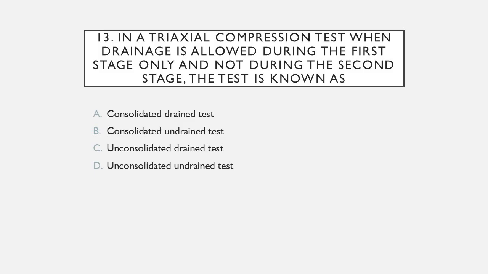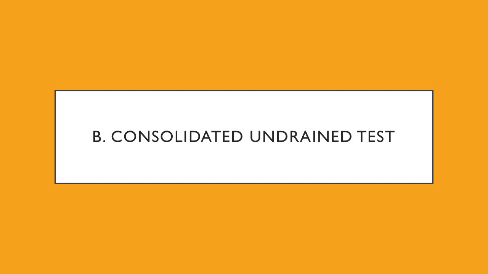13. In a triaxial compression test, when drainage is allowed during the first stage only and not during the second stage, the test is known as: A. Consolidated drained test. B. Consolidated undrained test. C. Unconsolidated drained test. D. Unconsolidated undrained test. B. Consolidated undrained test.